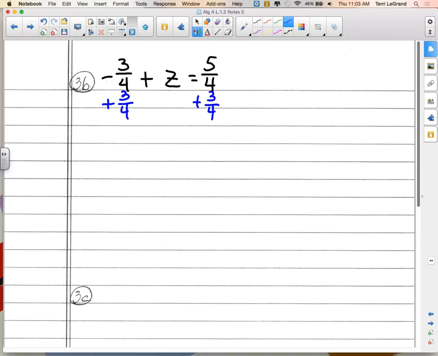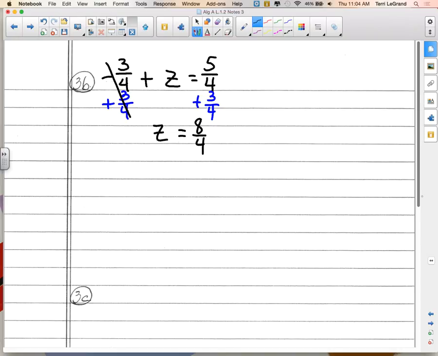And that gets taken care of. Their opposites, they become 0. When they have the same denominator, can we just go ahead and add them? Yeah. We got 5 of them, and we got 3 more. How many do we have? 8. 8 altogether, so we have 8/4.